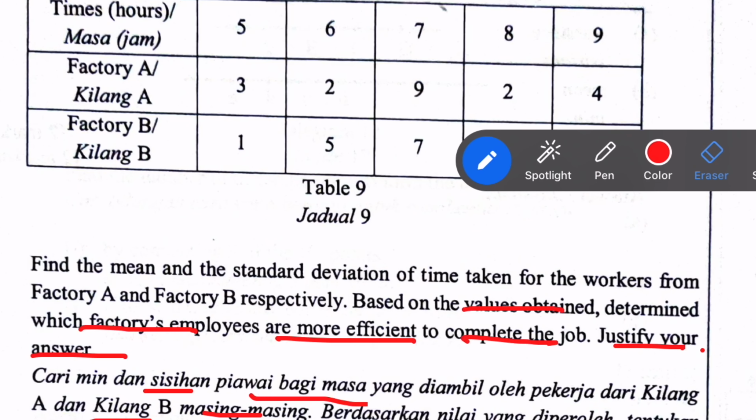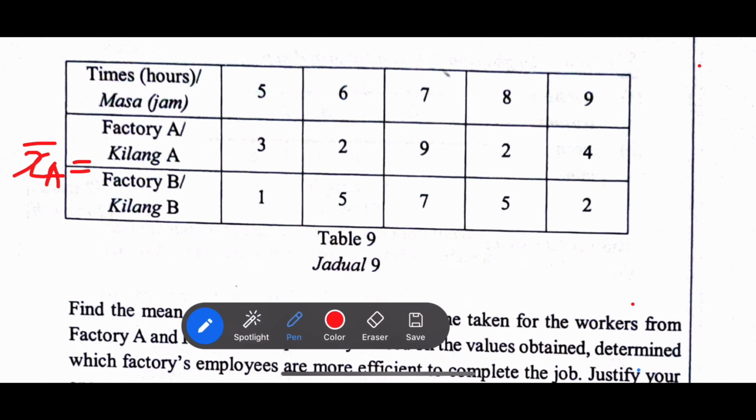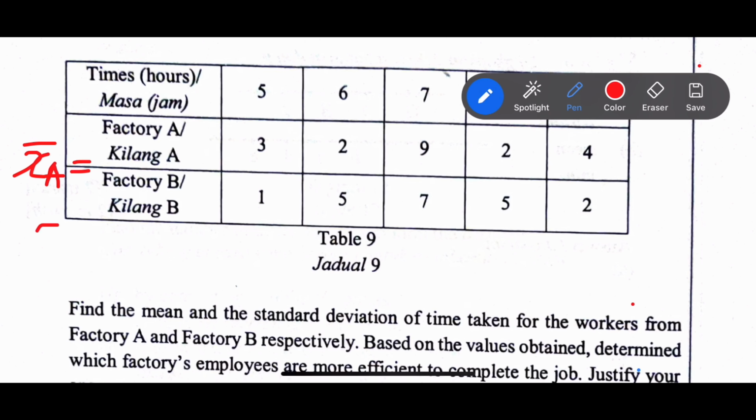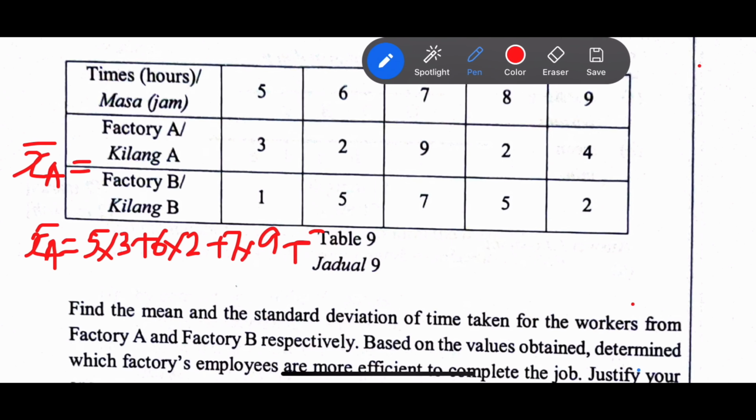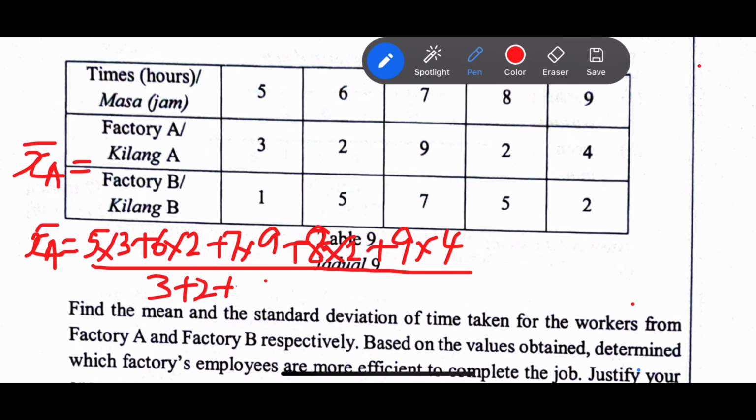When you see there are two objects given, the first thing you do is find the mean. After you find the mean, you will realize that their means are the same. Then with the mean, you find the standard deviation for the time taken by factory A and factory B respectively. Now please try to find the mean for factory A and factory B. How to find the mean? I'm sure you know, right?